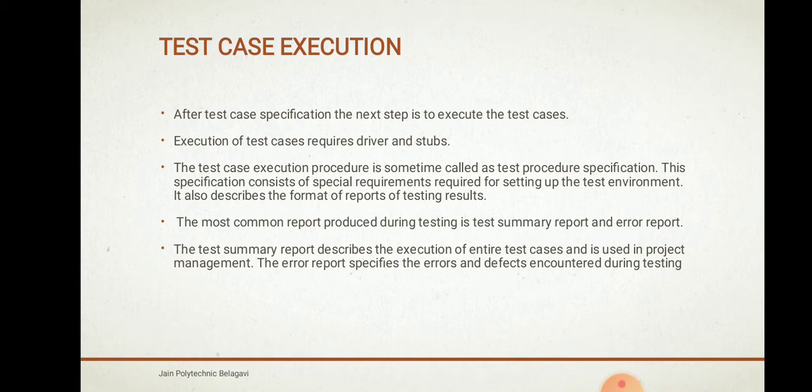The error report will specify the errors and defects encountered during the testing. So once all the test case execution is done, two reports will be generated. One of them is the test summary, which contains all test cases, and another is the error report. So this contains what all errors were generated while conducting test case execution.